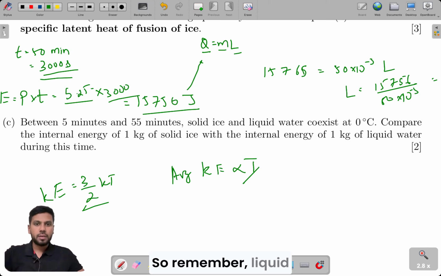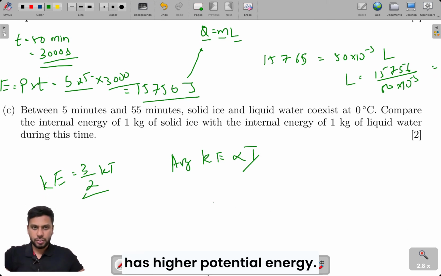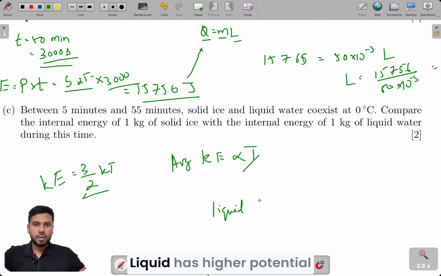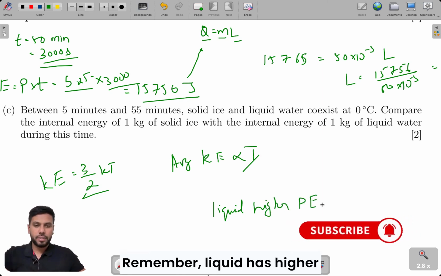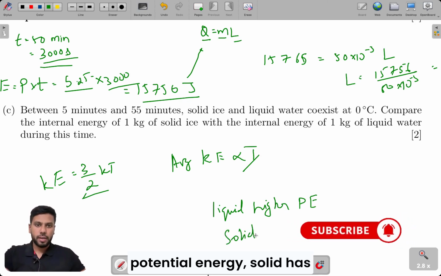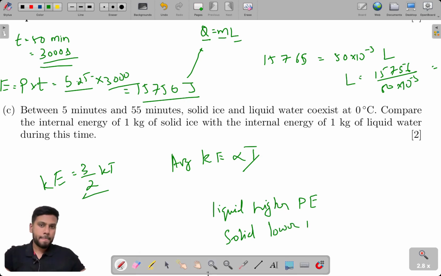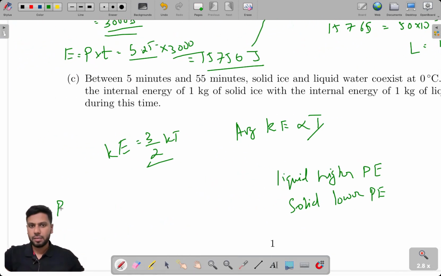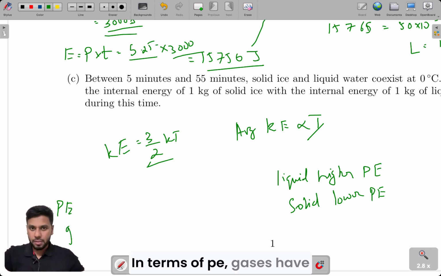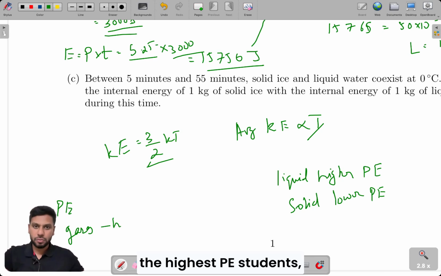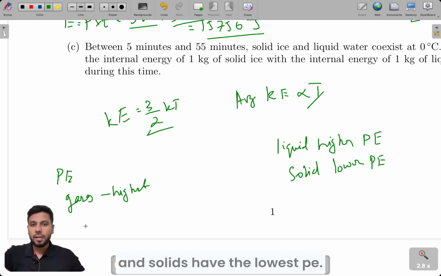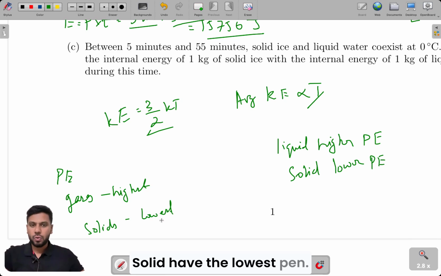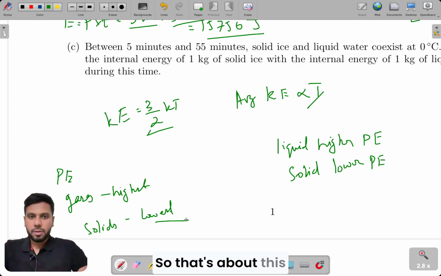So remember, liquid has higher potential energy at this point. Solid has lower potential energy. You can make a note of this point: in terms of PE, gases have the highest PE, students, and solids have the lowest PE. So that's about this particular question.